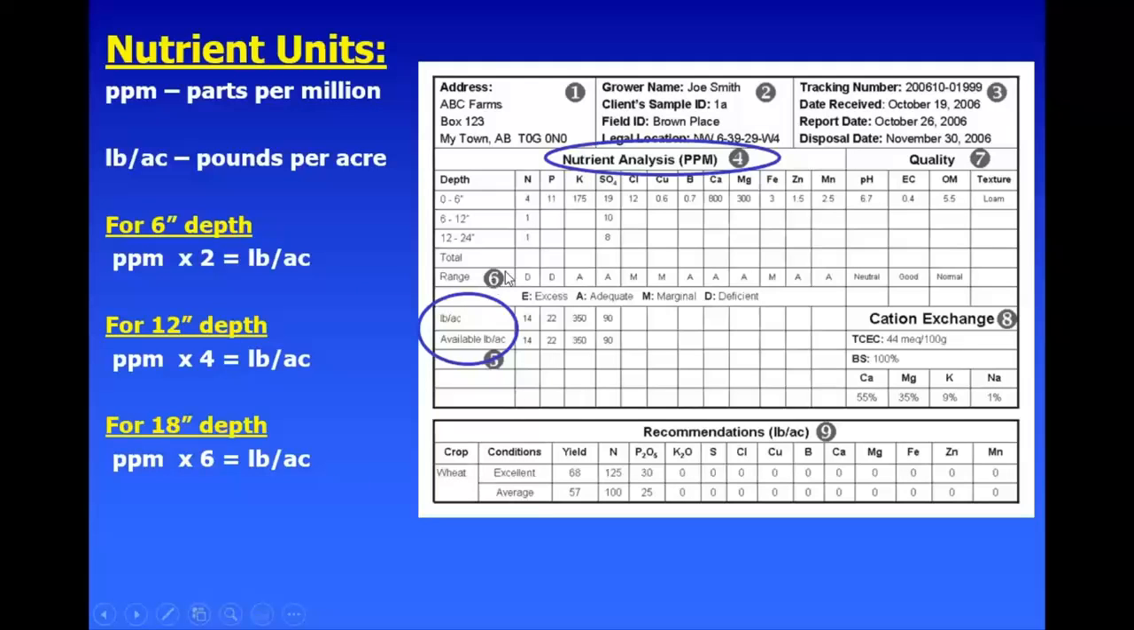But if you have a bit of variation, and then you multiply parts per million by 6, you could wind up with a bit of an error. So the deeper your sample, the more potential there might be for a bit of error. So I prefer to do 0 to 6, 6 to 12, and 12 to 24 inch depths personally. But that's how you convert from parts per million to pounds per acre. And typically we'll do that for N, P, K, and S. But for all the micronutrients, we always deal with those in terms of parts per million.